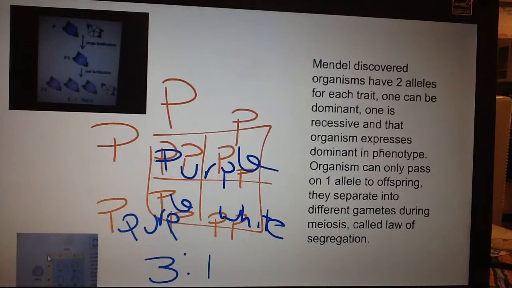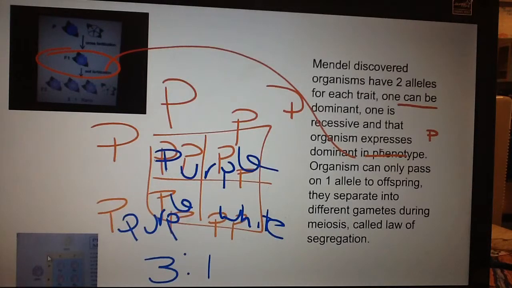And as a result of that, he came up with the conclusions that organisms have 2 alleles, or 2 versions, of every single gene. One of those alleles is dominant, in this case our purple, and one is going to be recessive, which is our lowercase p. And then that organism is going to express the dominant phenotype. In this case, again, it's expressing that purple.